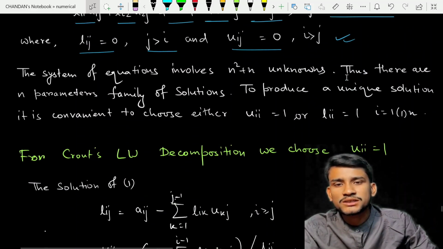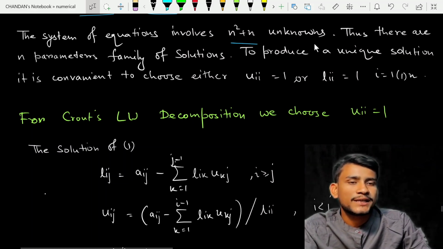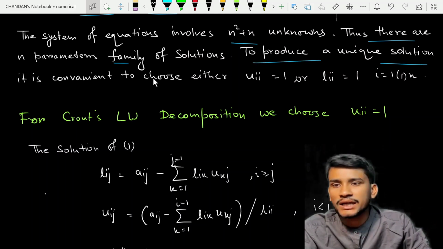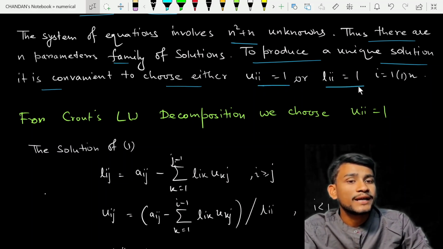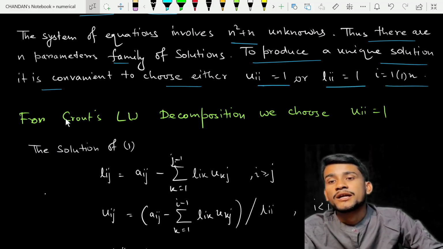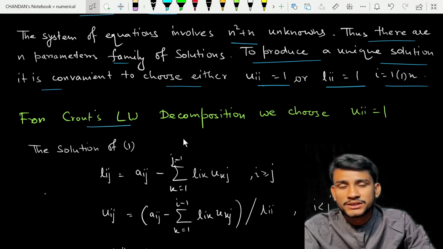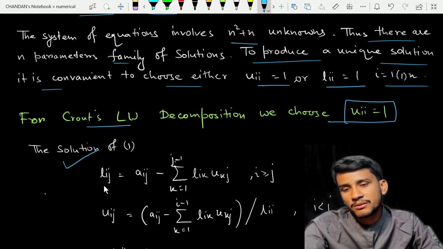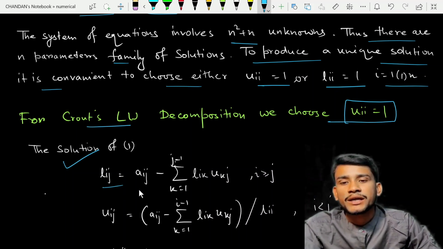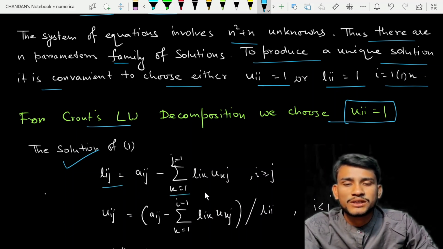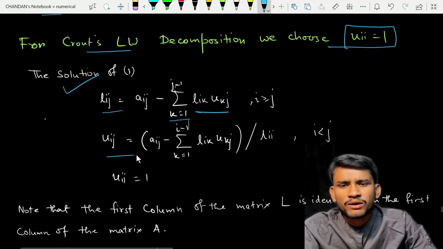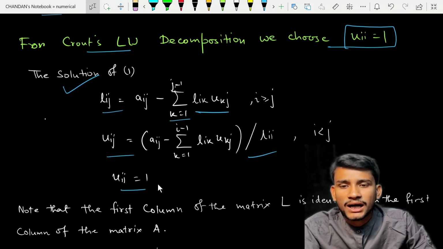Now the system of equations involves n squared plus n unknowns. Thus there is an n-parameter family of solutions. To produce a unique solution, it is convenient to choose either Uii equal to 1 or Lii equal to 1 for i equal to 1 to n. Now for Crout's LU decomposition, which is in our syllabus, we choose Uii equal to 1. The solution of system 1 is Lij equal to Aij minus the summation for k equal to 1 to j minus 1 of Lik into Ukj, and Uij is equal to this one, and Uii is equal to 1.